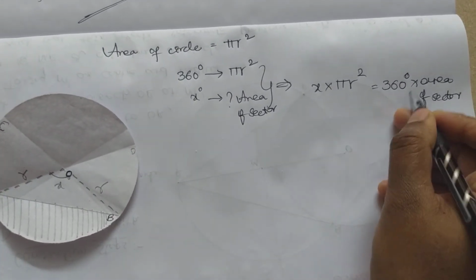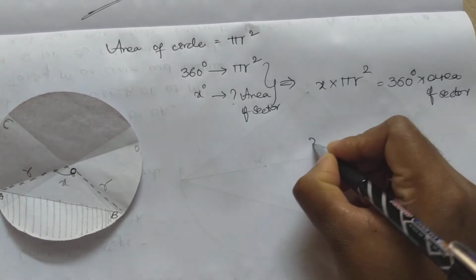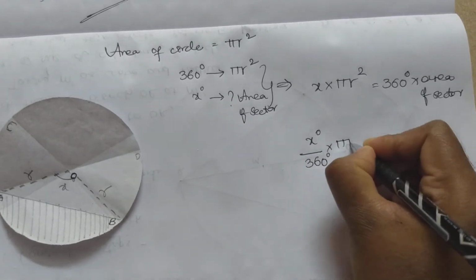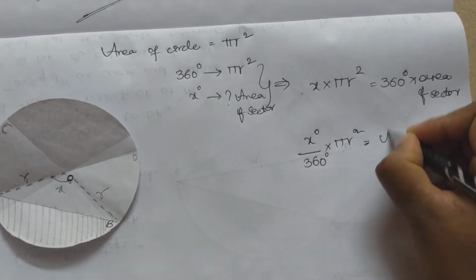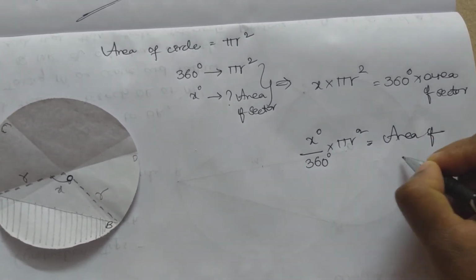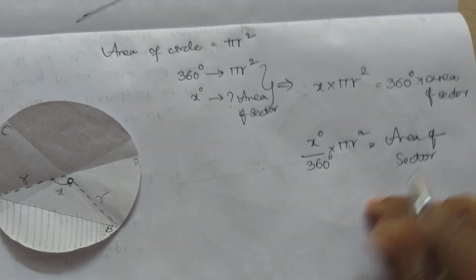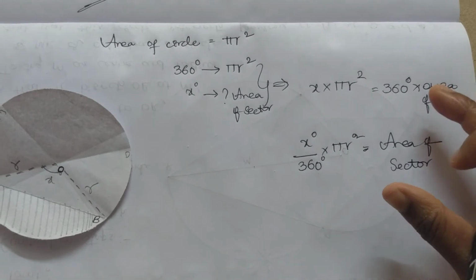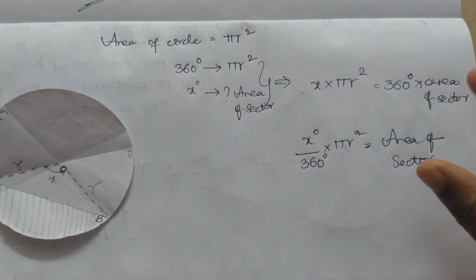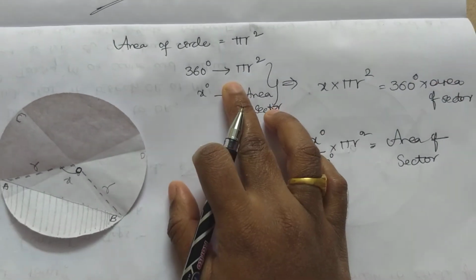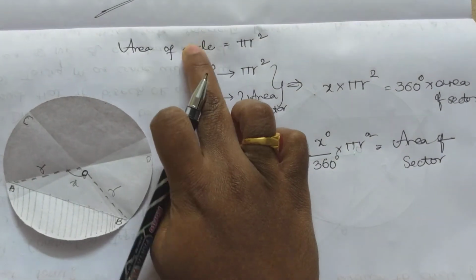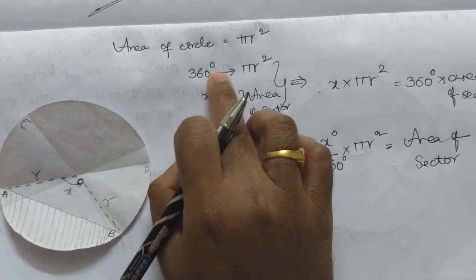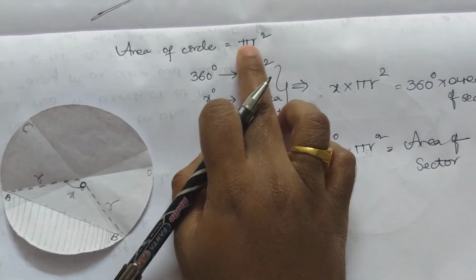What can I do? I will send this 360 to the left hand side. It becomes x degrees by 360 degrees into pi r square equals area of sector. Clear? So here what did I tell? Just understand the concept. I am telling you very slowly and repeating again. See here. First, in a circle, what is the angle in a circle? 360 degrees. For 360 degrees, the area is pi r square.